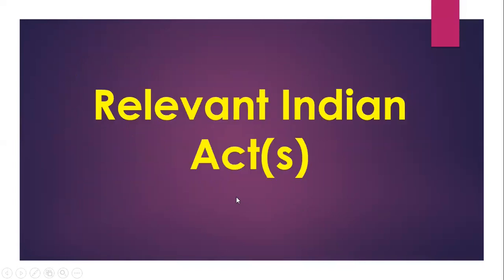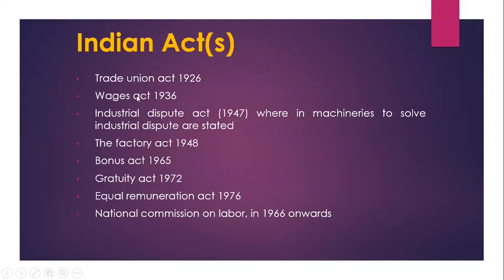Then let us see what are the relevant Indian Acts. These are various acts which are there in India. The initial one is the Trade Union Act 1926, then the Payment of Wages Act 1936, then the Industrial Disputes Act 1947, wherein machineries to solve industrial disputes are stated. The Factories Act 1948, Bonus Act 1965, Gratuity Act 1972, Equal Remuneration Act 1976. Then there are National Commissions on Labour, 1966 onwards.